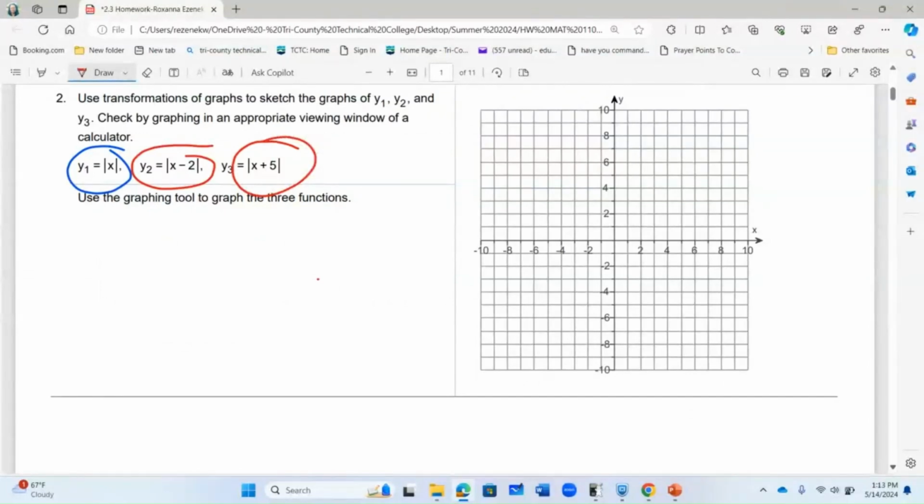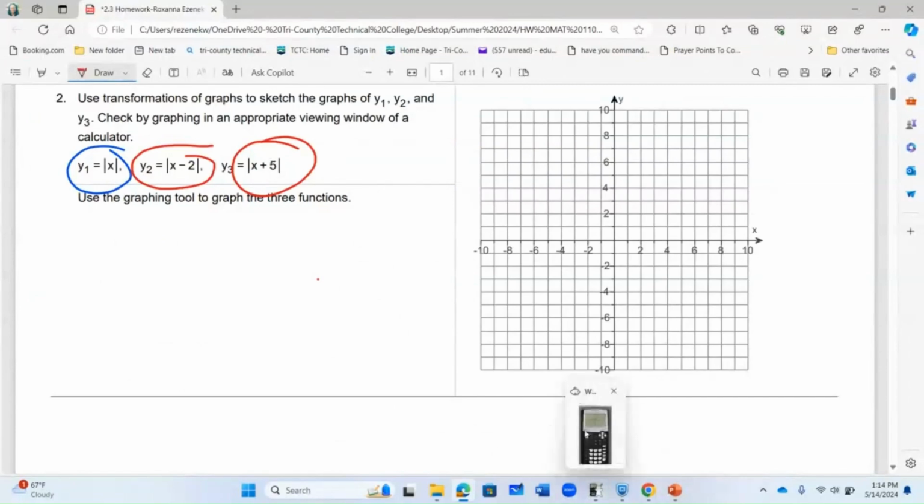If we graph it, we'll see that x minus 2 is 2 units to the right. X plus 5 is going to be 5 units to the left. So this is horizontal translation. And you can put it in there, or we're just going to do 1.